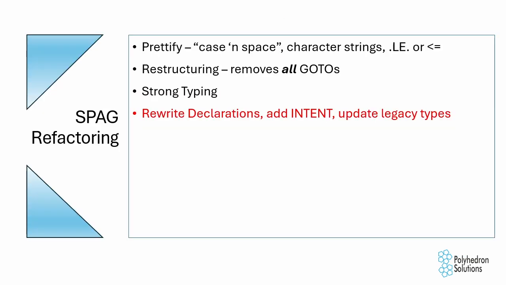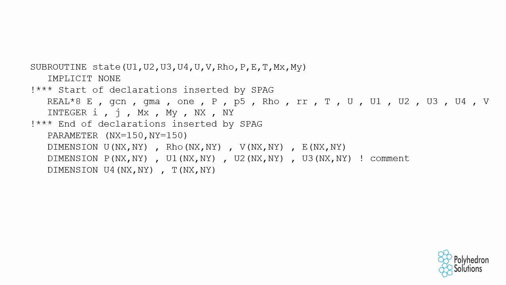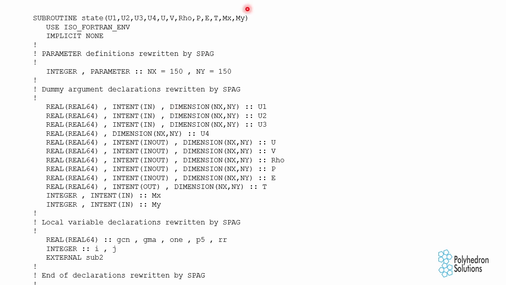In fact, SPAG can go further than that and completely rewrite your declaration sections from scratch, adding intent and updating legacy types. So here's an example of the sort of thing we might have, which includes implicit none and all the variables are declared. However, if we ask SPAG to rewrite the declarations of that code, it will come up with this, and you can see that all the declarations have been rewritten. The dummy argument declarations are organized here, and for each one we have the intent specified. SPAG analyzes how the dummy arguments are actually used and deduces what the intent is.